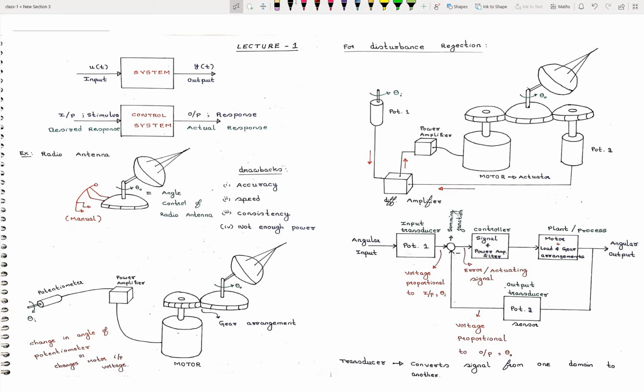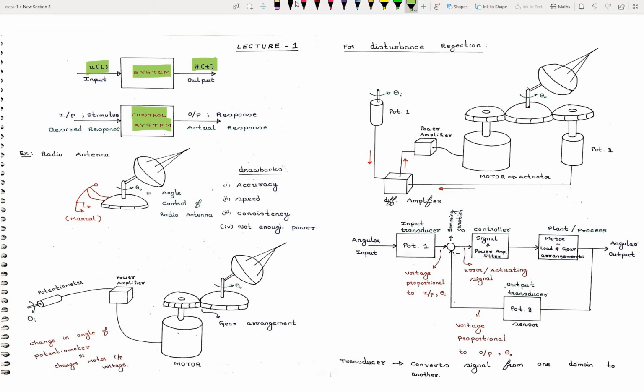So as shown in this slide. Okay, so let me use the highlighter. So the basic difference between system and control system. Okay, so in control system, we generally represent system with a block diagram. So this input and output are the signals, and this system is the mapping between the input and output.